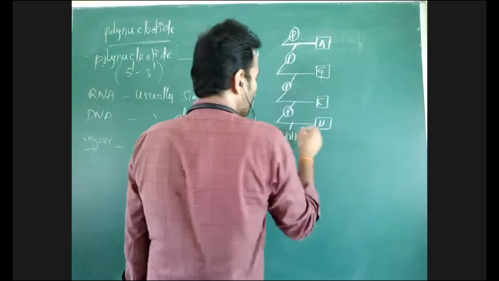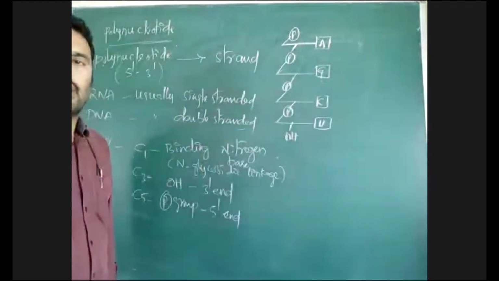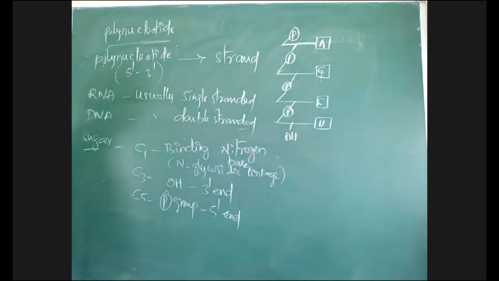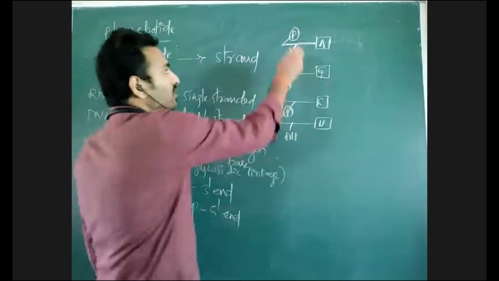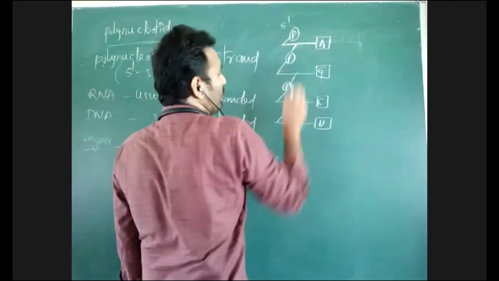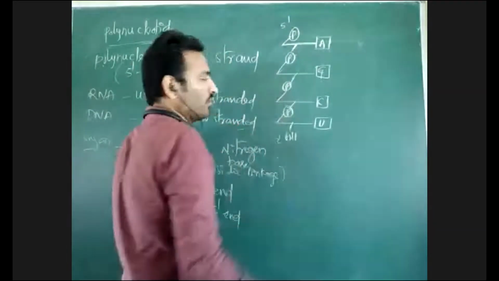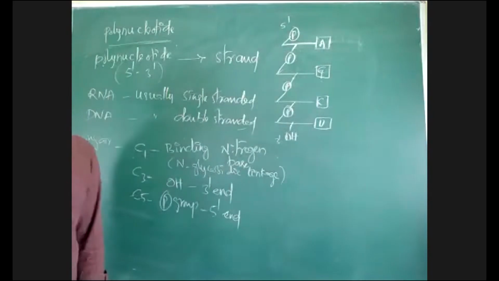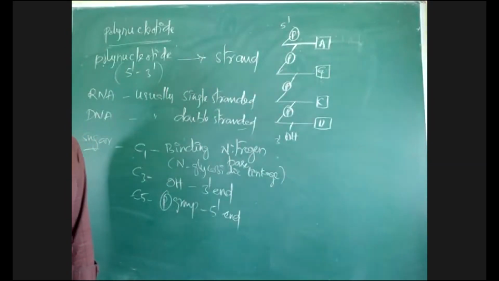Here OH group will be there. Like this, we can represent a backbone structure of a polynucleotide chain. Nucleotides are joined like this. This is 5' phosphate group. This is 3' OH group. This is a nucleotide chain or polynucleotide chain.